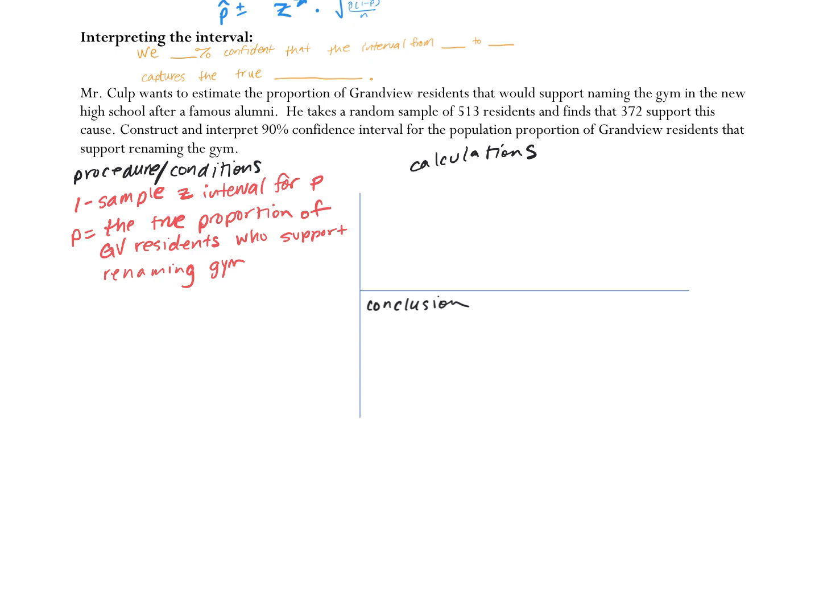Okay. All right. Let's go through and check our work. Before we do our conditions, let's start looking at some of our calculations, y'all. We're going to need to know n and p hat here. So can you guys help me out? What is n and p hat? n is 513. p hat, you're going to show the work, is going to be 372 out of that 513, which is 0.725. Perfect, okay.